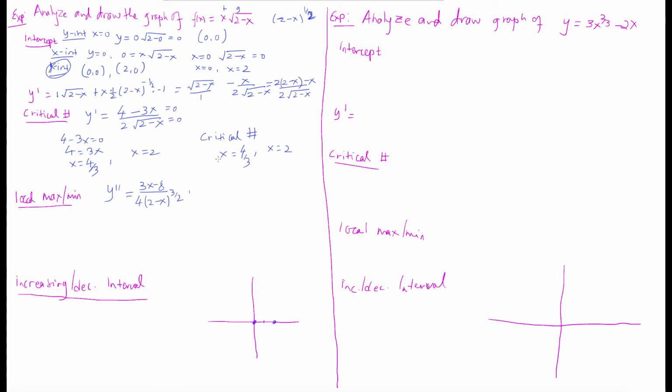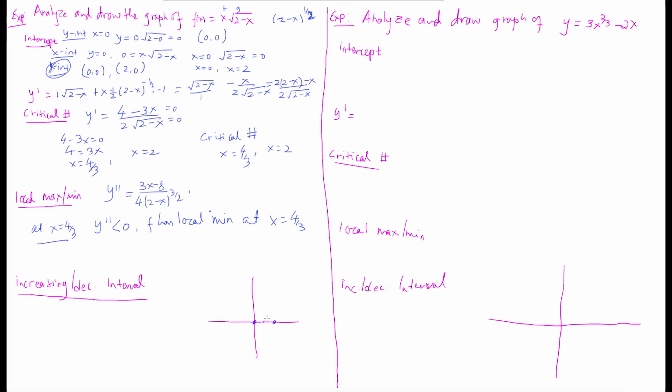Now I want to check the value of y double prime at the critical point x equals 4/3. Let's plug in 4/3 here. If you plug in 4/3, then the 3s cancel out. So 4 minus 8 gives a negative number on the top, and 2 minus 4/3 is positive because 4/3 is less than 2. So it is negative, meaning f has a local max at x equals 4/3, right?